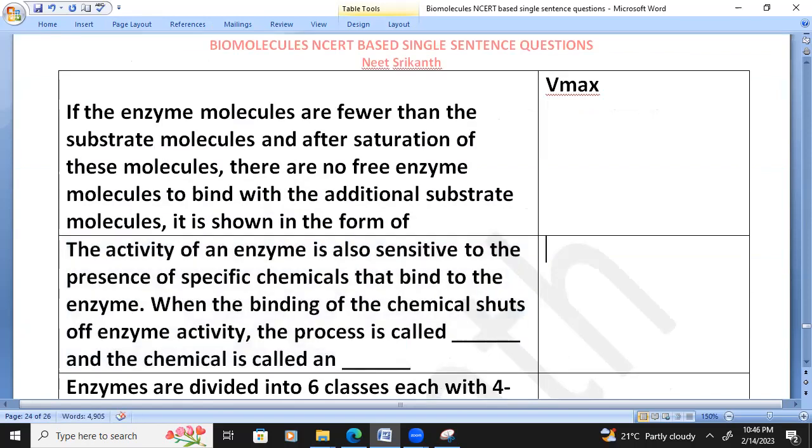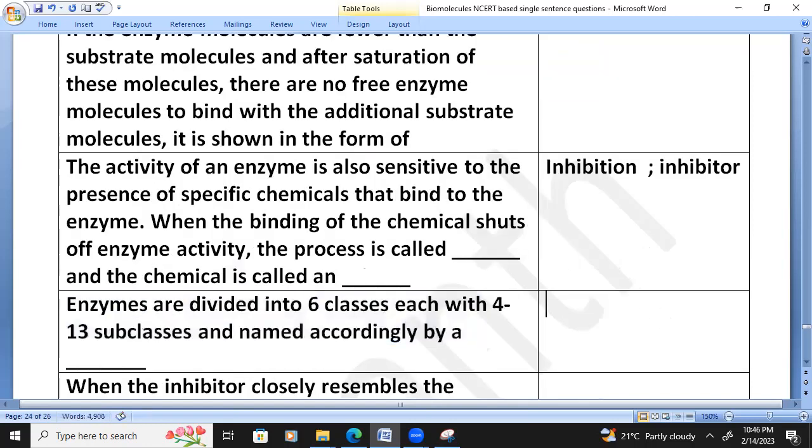Activity of an enzyme is also sensitive to the presence of specific chemicals that bind to the enzyme. When the binding of the chemical shuts off enzyme activity, the process is called inhibition, and the chemical is called an inhibitor.